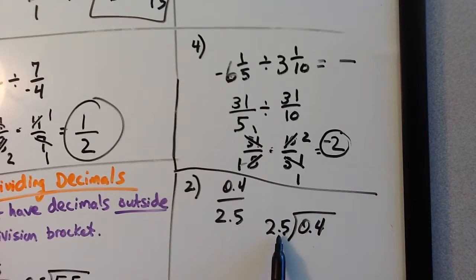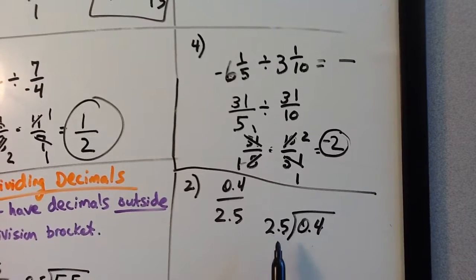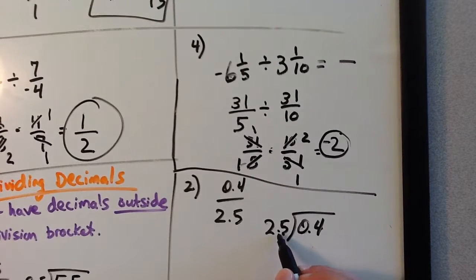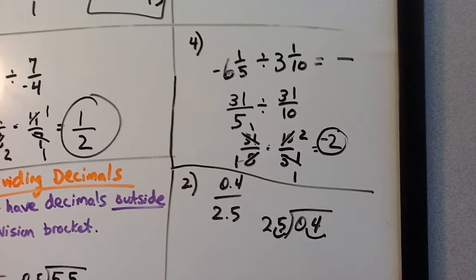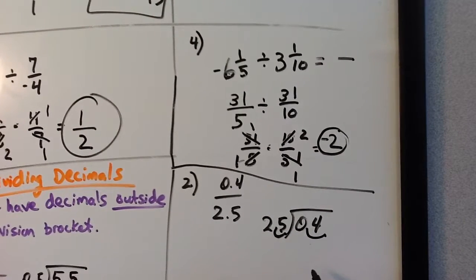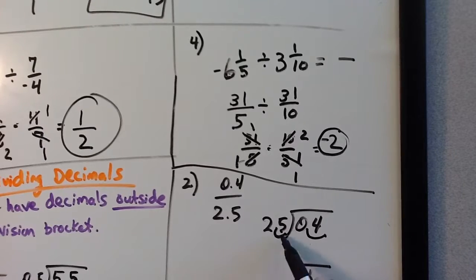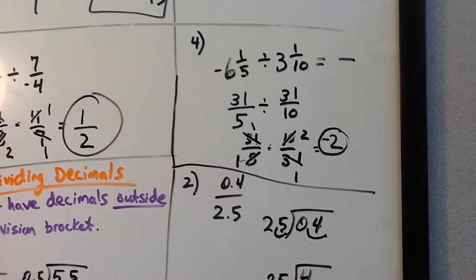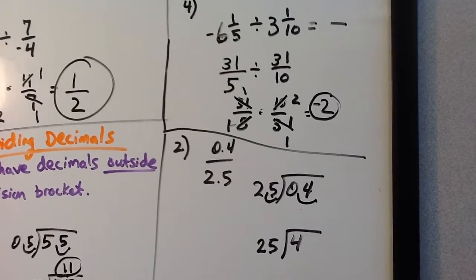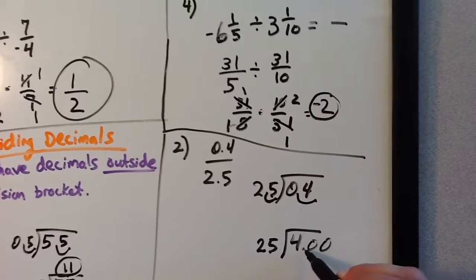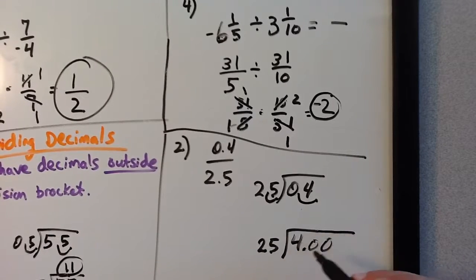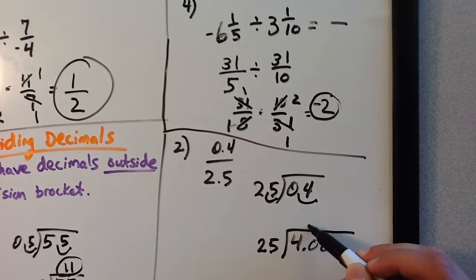I see that my number outside has a decimal in it, and so I need to move the decimal one place to the right. Move the decimal one place to the right on both numbers, right? Do the same thing to both numbers. So now inside you have the number 4, and outside you have the number not 2.5 but 25. So I have 4 divided by 25. Now I'm going to have to add a decimal and placeholder zeros so that I can continue to divide, right? We've already done this before. The decimal goes straight up into the answer.